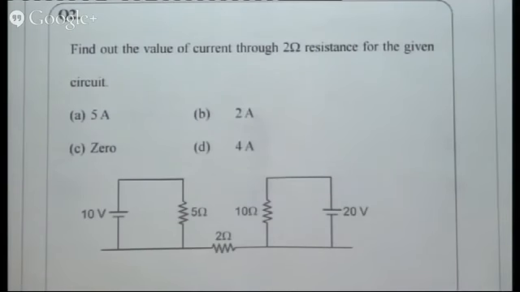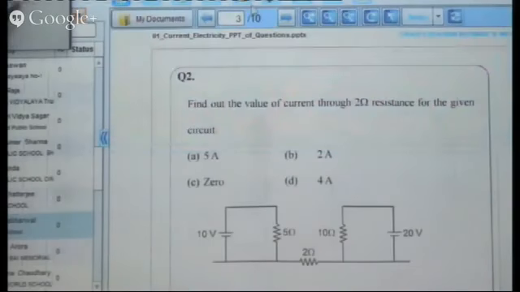Volts, 10 ohms, 2 ohms, 5 ohms, 10 ohms. He says, what is the current which is flowing through the 2 ohm resistor?